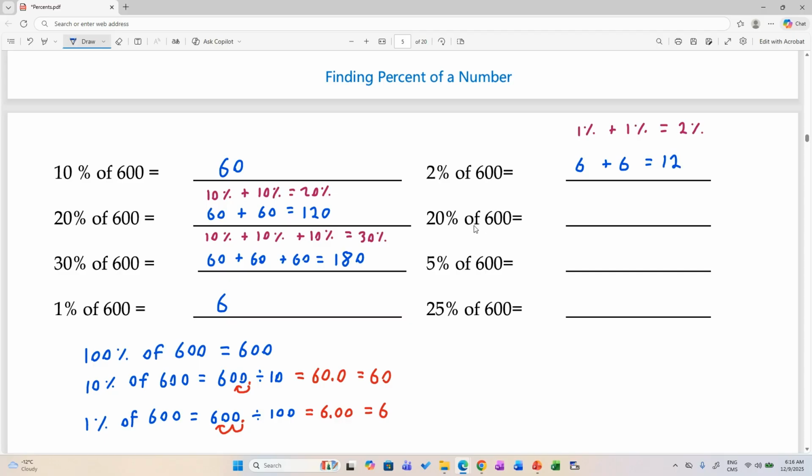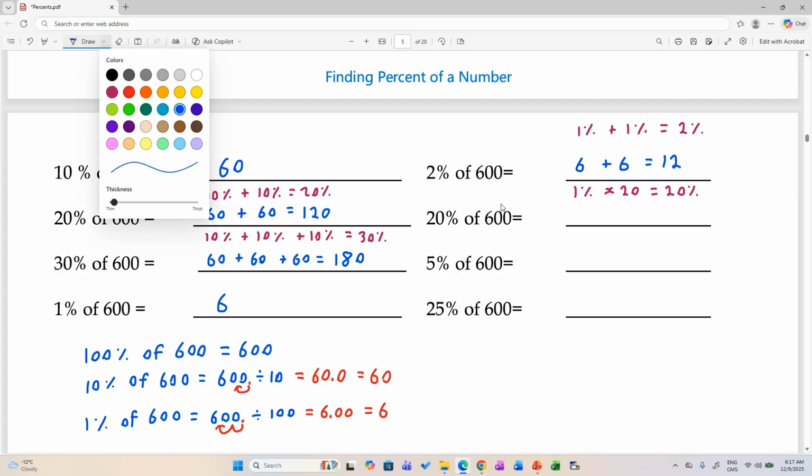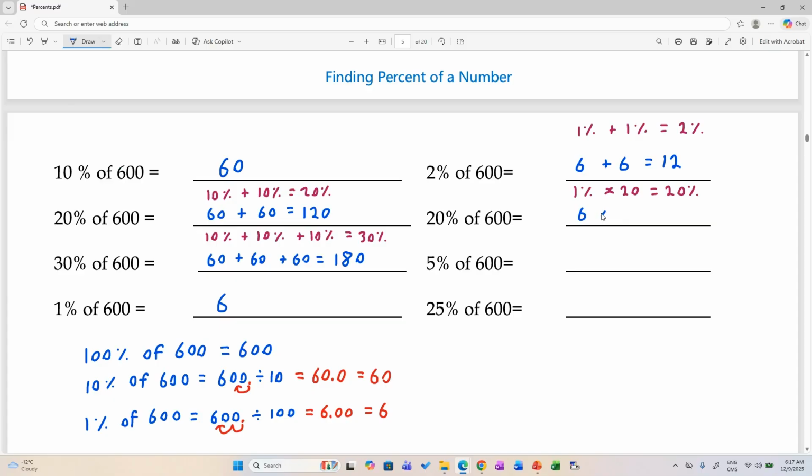Okay, now for 20% of 600. I put it down here twice to show you another way of finding it, simply with the 1%. Essentially, if I know what 1% is, I can add it together by itself 20 times, or I can simply multiply it by 20. Now, if I multiply 1% by 20, I'm simply going to get 20%, which is what I'm looking for. So hence, if 1% is 6, and I times 6 by 20, 6 times 20 is simply going to be 120. Hence, 20% of 600 is 120.